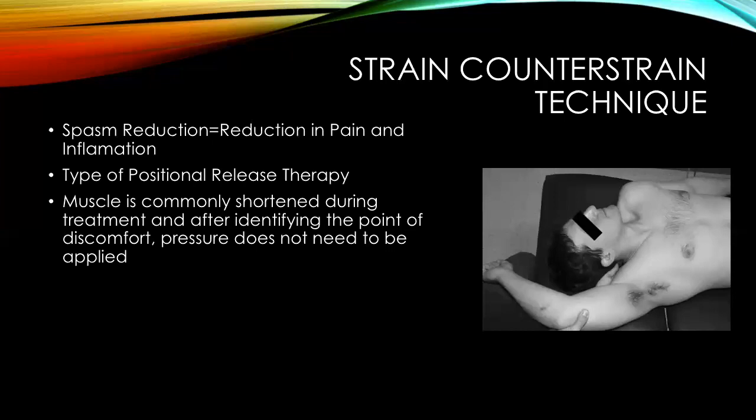By passively shortening the dysfunctional agonist muscle long enough, SCS allows normal muscle spindle activity to return. So we're allowing the proprioception of those muscle spindles to get back into place. Once the agonist muscle spindle activity is reset, the antagonist muscle spindle activity can also return to a resting state. This helps relieve that neuromuscular activity and restores normal function. So that's a little bit about the strain counter strain technique.